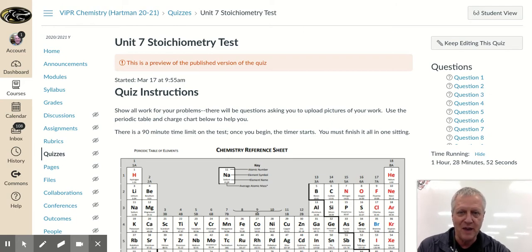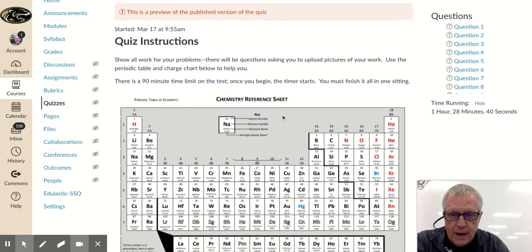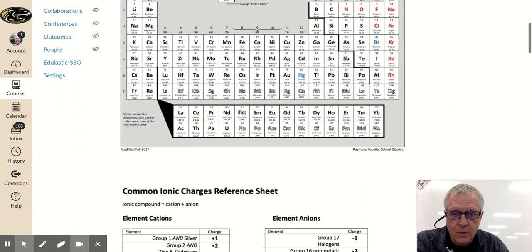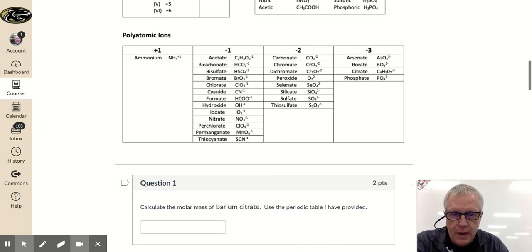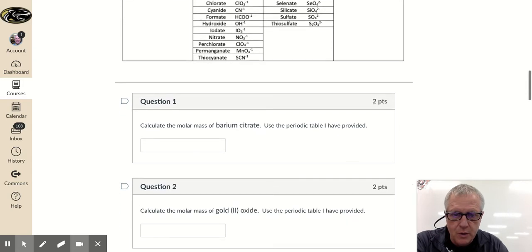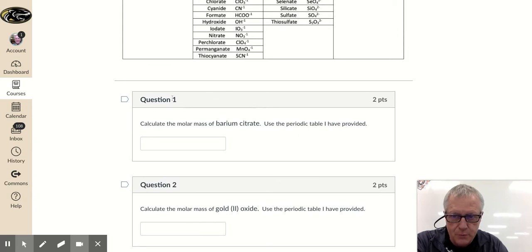You have reached the end of Unit 7, and now you get to demonstrate your skill set of how to solve mass problems, limiting reactant problems, and percent yield problems. So let's take a look at what is before you here. You have a periodic table to work with, you have a reference sheet to work with, and I think there are a total of 11 different question boxes that you have to submit. And then after that, of course, you'd submit the whole entire test.